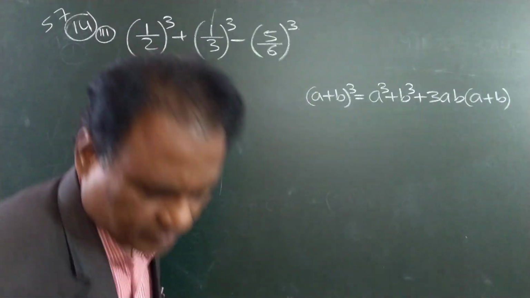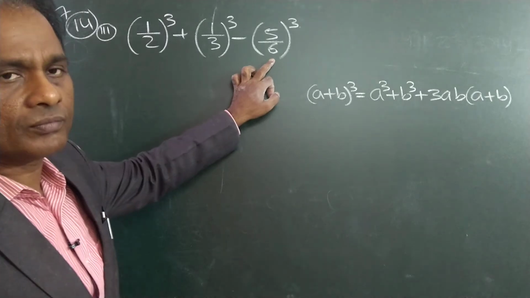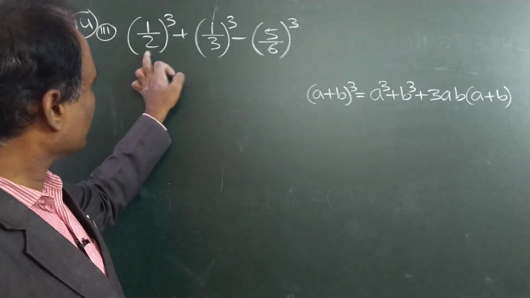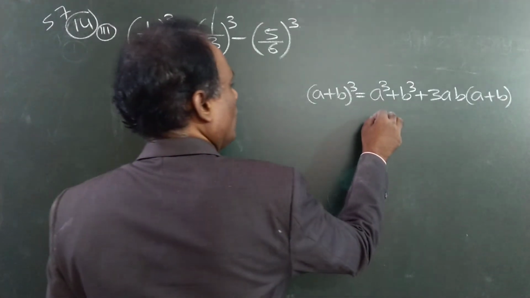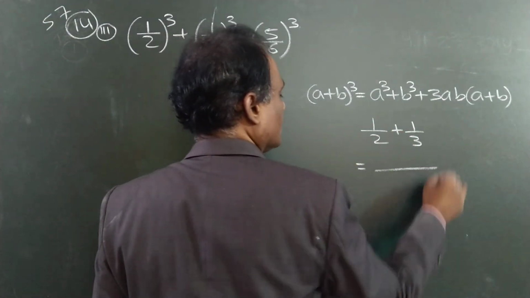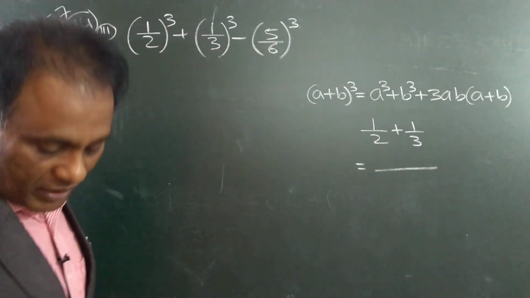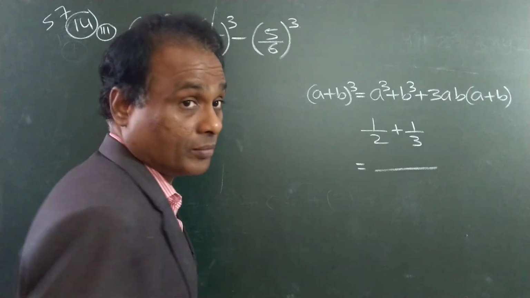Compulsory there is a relation. In these three, this is the bigger number. This can be written as 1 by 2 and 1 by 3. We can write it. See here. What is 1 by 2 plus 1 by 3? Can you add? Tell me how to add the two fractions, taking the LCM.